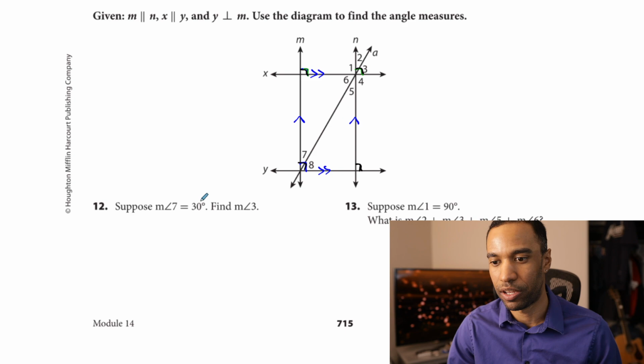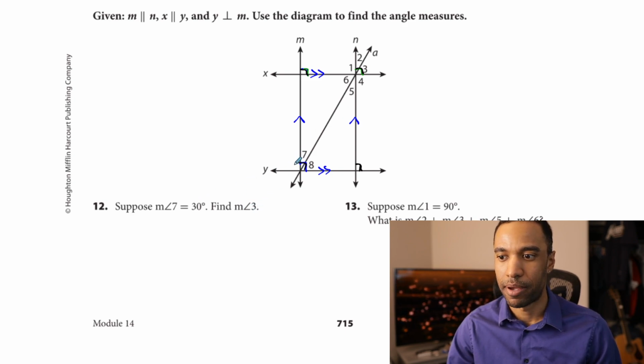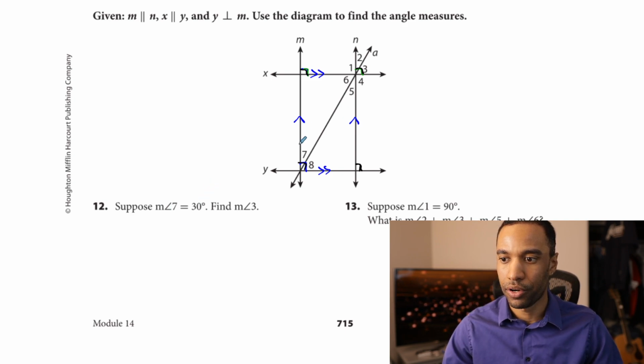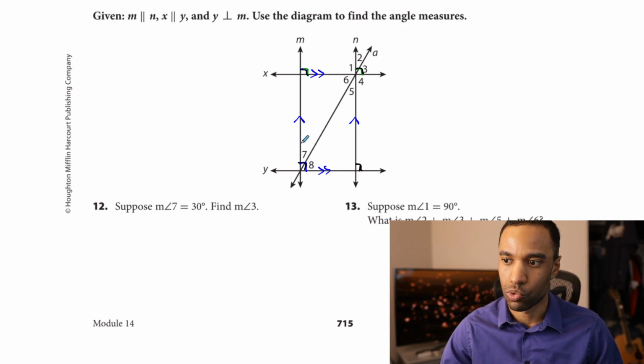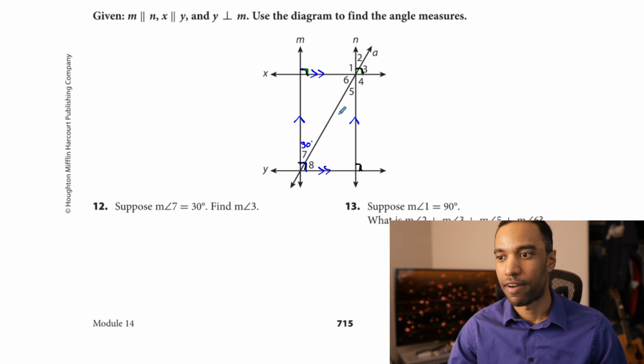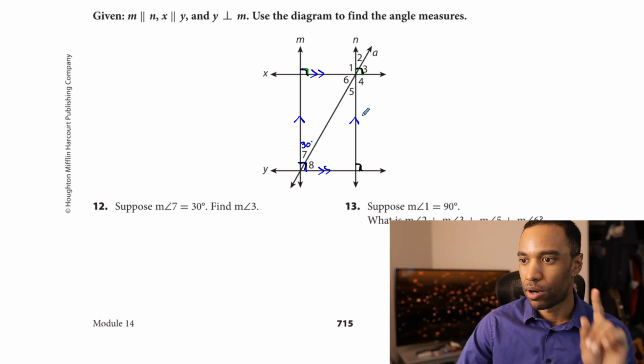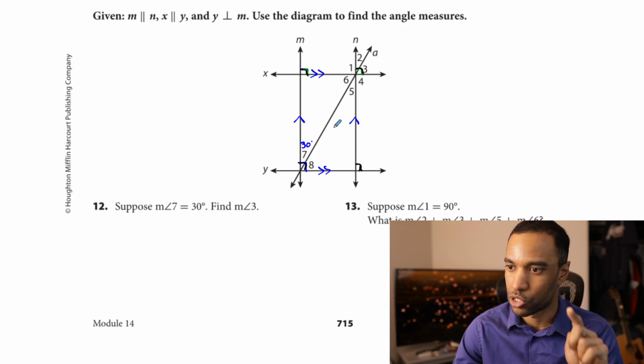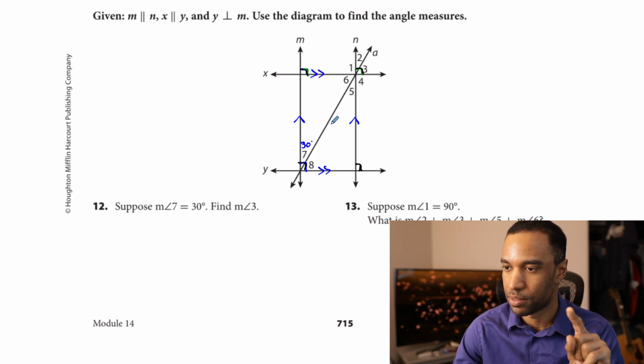All right, suppose measure of angle 7 is 30. Find the measure of angle 3. Okay. Ooh, interesting. So 30 degrees on the measure of angle 7. It's way the heck up here. And they say find the measure of angle 3. I want to make sure I don't give you any indicators of stuff that we haven't seen before, so I got to be careful with the way that I say this.